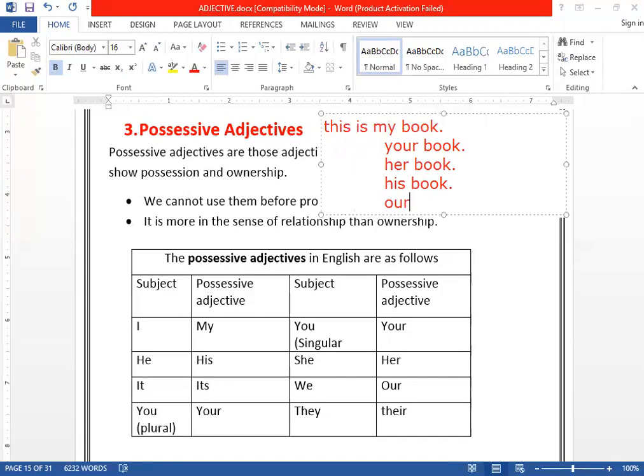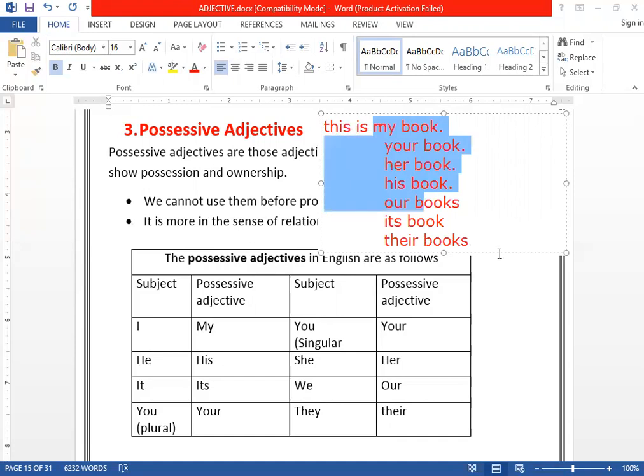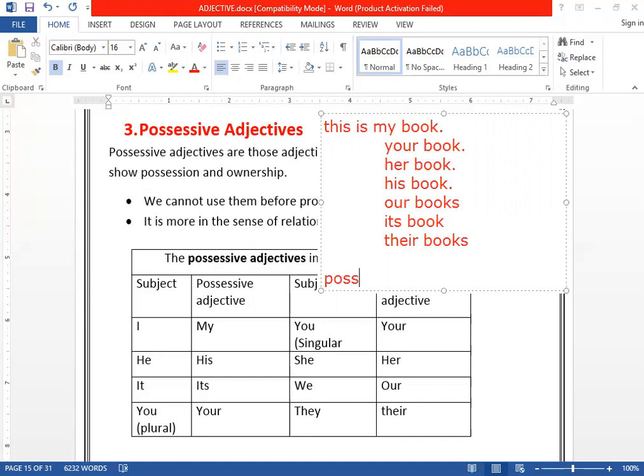Our book, or books, clear? Possessive adjective. Its book, possessive adjective. Their book, possessive adjective. All of them are possessive adjectives. Remember that after a possessive adjective, we always use what? Noun. Possessive adjective plus noun. Clear? We always use a noun after a possessive adjective.